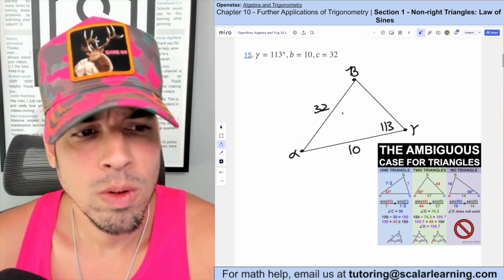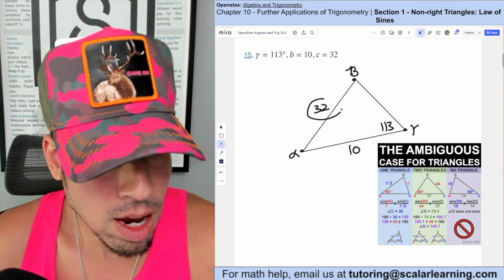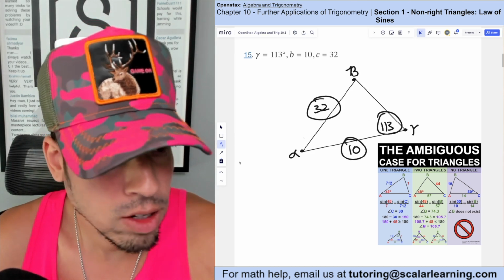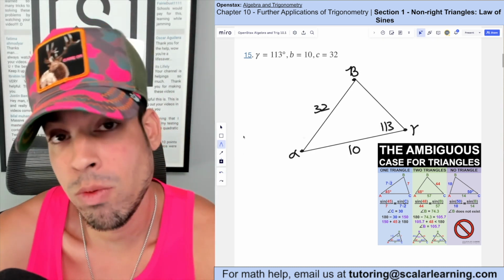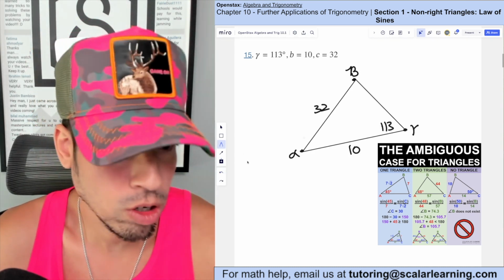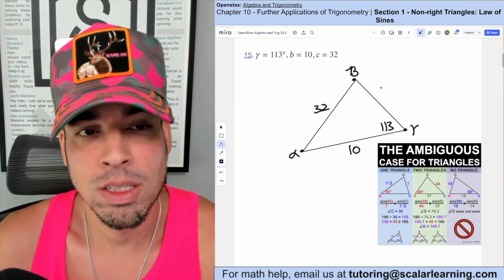Okay, so check this out. We've got side, side, angle in that order, which means there theoretically could be two triangles. There could be one triangle. There could be no triangle. All right, so let's see how we can figure this out.